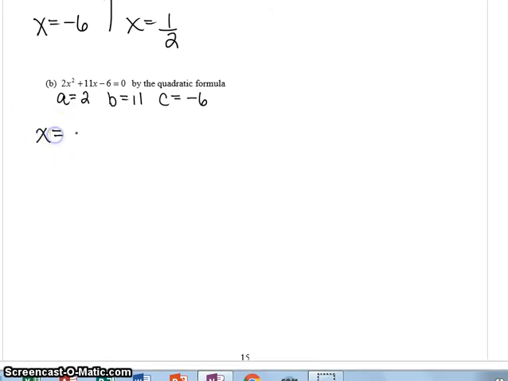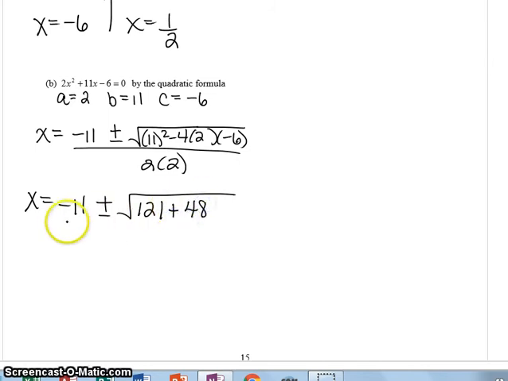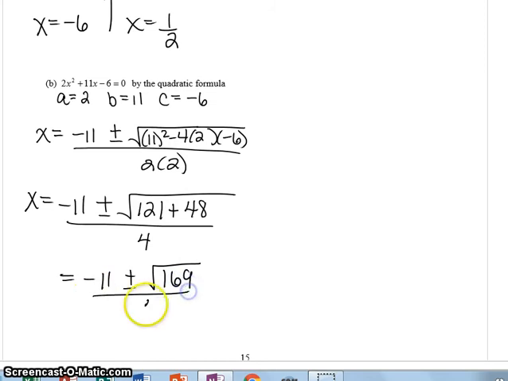So ready? X equals the opposite of b plus or minus the square root of b squared minus 4 times a times c all over 2 times a. So just some simplifying here. Again, I usually go to underneath the radical. I know that's going to be 121. And that's going to be a plus 48 all over 4. Okay? So I'm going to get negative 11 plus or minus the square root of 169 all over 4.